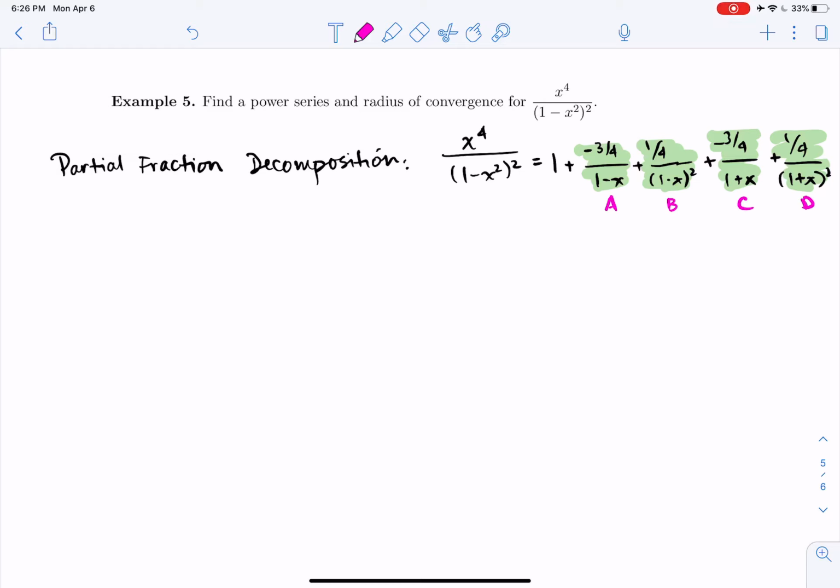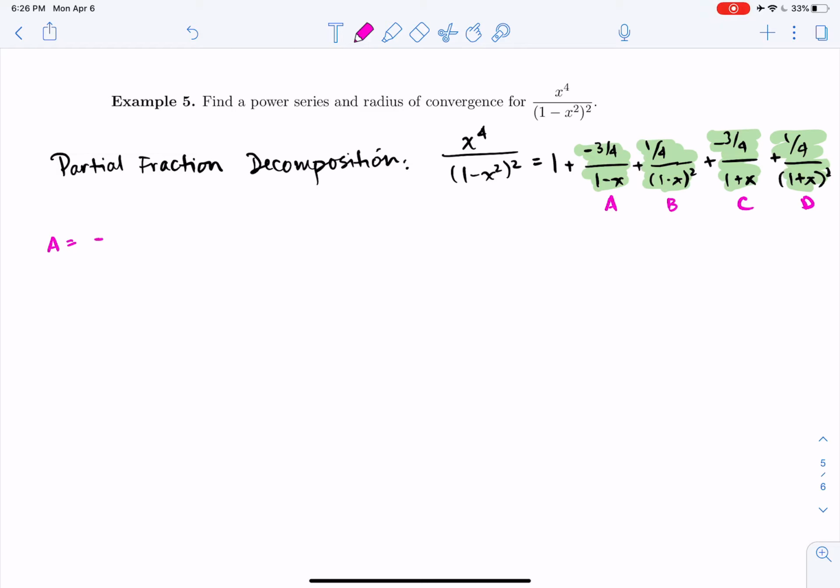And A is just a constant times this familiar series that we've been working with. So that's just negative 3/4 times 1 plus x squared plus x cubed, etc. B, let's go to C next.